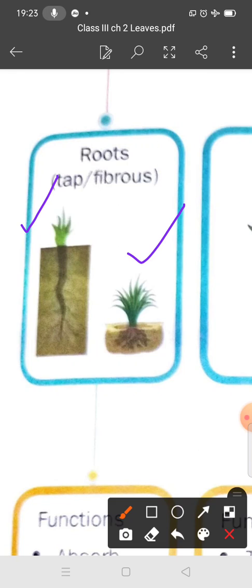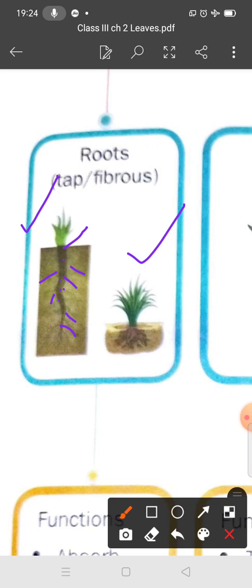So what is the structure of the tap root? There is a long thick root that grows from the bottom of the stem, and many small roots grow from this main root. Okay student, so this is the tap root. You can take examples of carrot, radish, beans. They have the tap root.